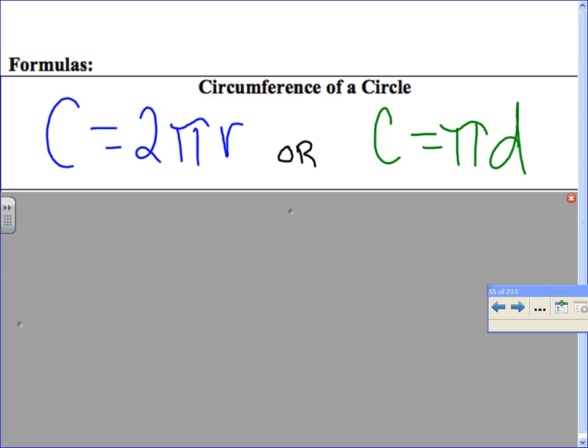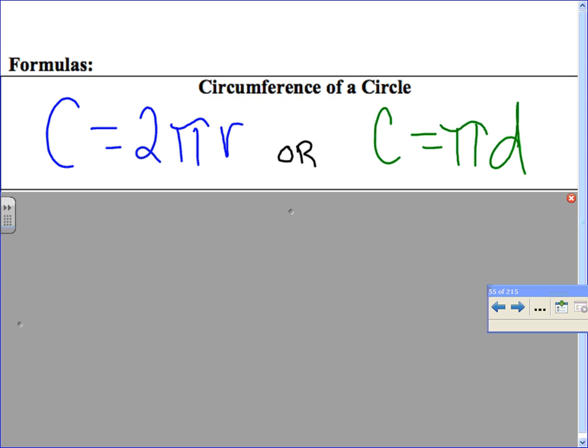Okay, how do we find area of a circle? How do we find area, Donatus? Good, pi r squared. So area equals pi r squared.